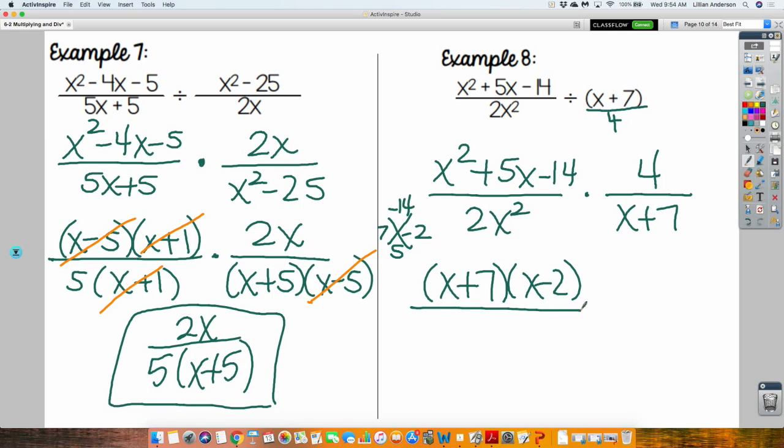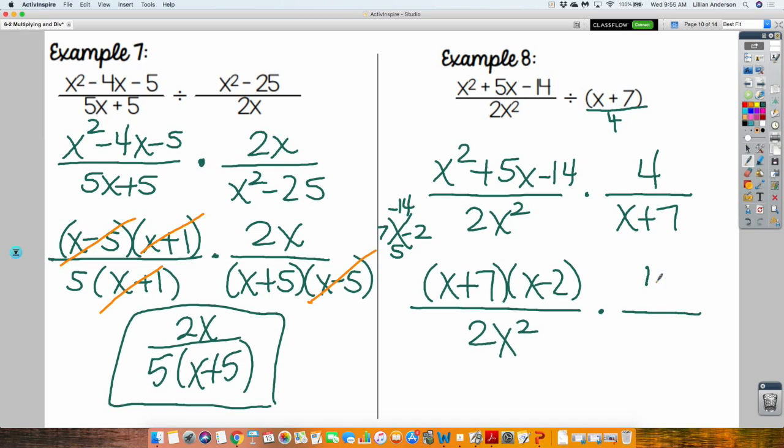Does this one factor, 2x squared? No. 4 over the x plus 7, because I told you to add it in there. So add this in. I'm changing the problem just a little bit. I made that up, so make sure you make that change.